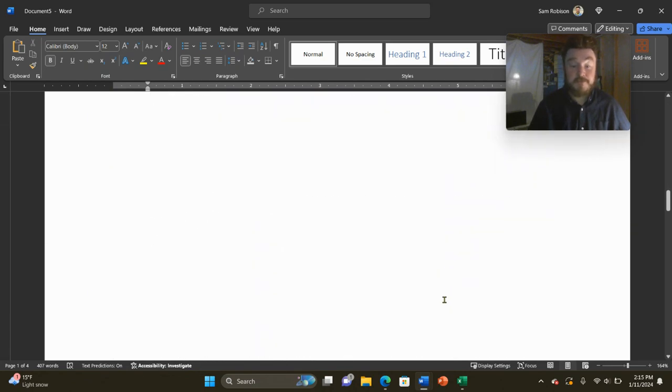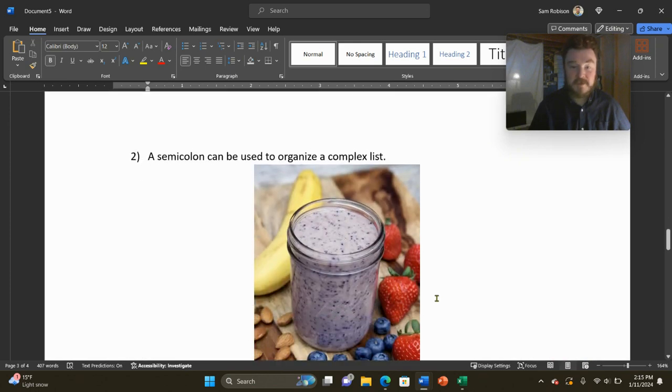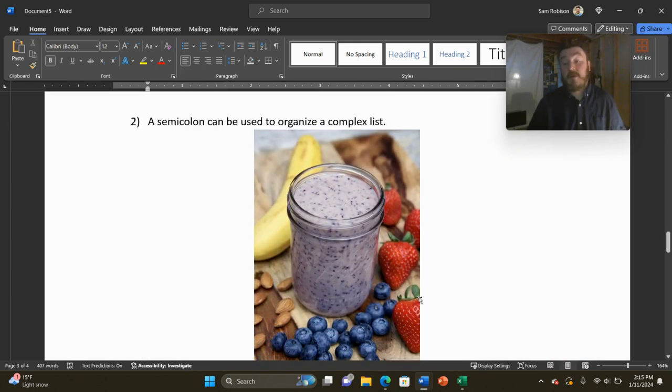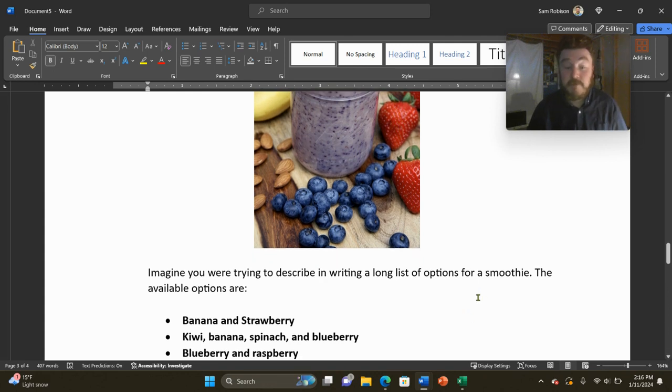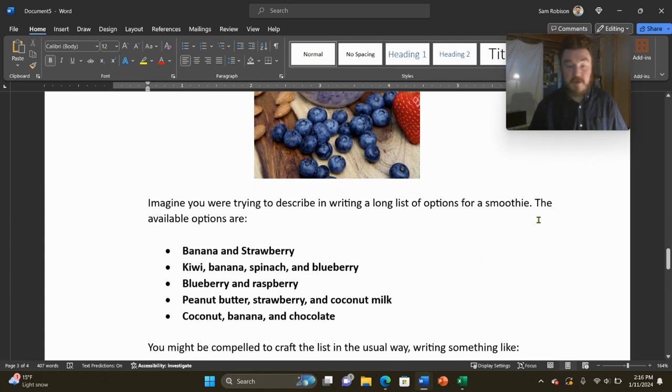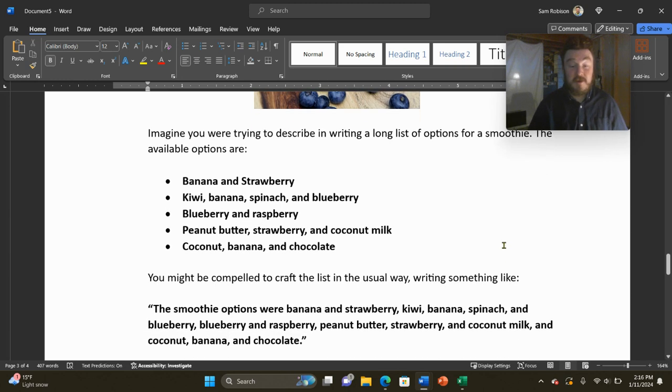And here's number two. I'll scroll down a little bit. A semicolon can be used to organize a complex list. Right? This is sort of my favorite use of the semicolon. Imagine you were trying to describe in writing a long list of options for a smoothie. Right? Here are the available options: banana and strawberry; kiwi, banana, and spinach; blueberry and raspberry; peanut butter, strawberry, and coconut milk; and coconut, banana, and chocolate, right?